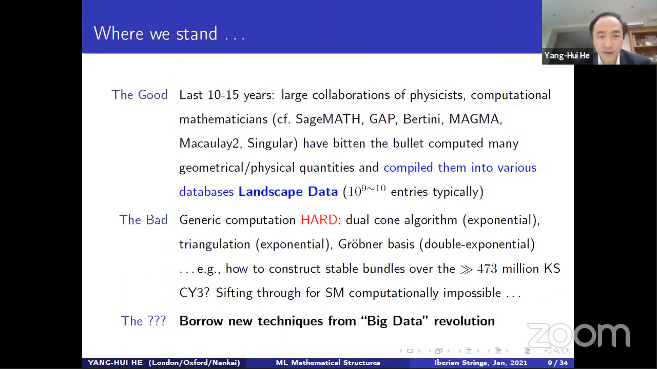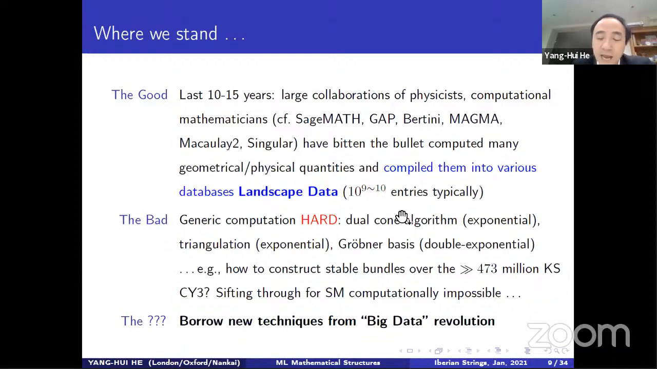So just to summarize, where do we stand in the past 10, 15 years? Well, the good thing is that there have been large collaborations of physicists, computational mathematicians, the SAGE project, and you name it. All of these people have compiled a lot of data, and a lot of my research is just trying to access this data and compile it and put it out there. And it's all free, and typically about 1 gigabyte to 10 gigabytes of data. So it's nothing overwhelming. I highly encourage young students to just Google them, download them, and play with them if you can't sleep in the middle of the night. So that's the good thing.